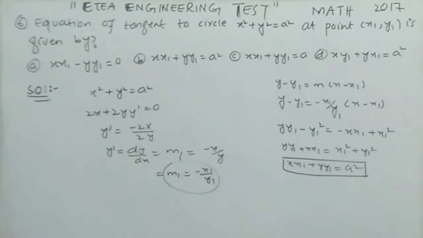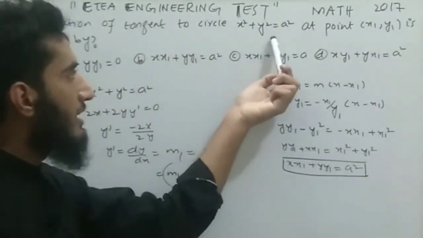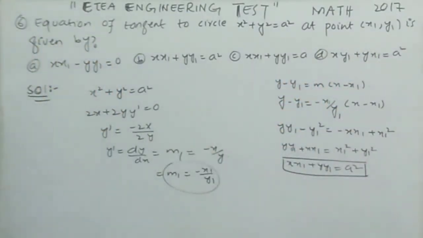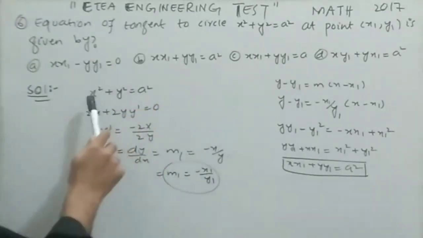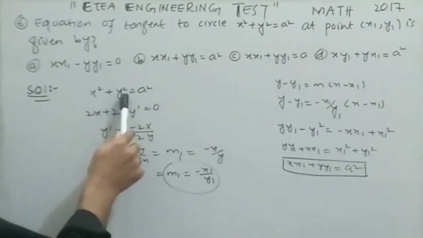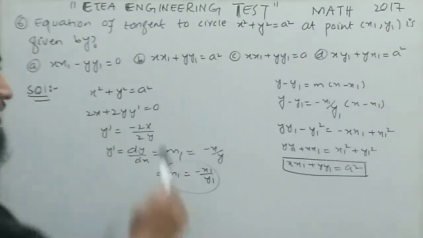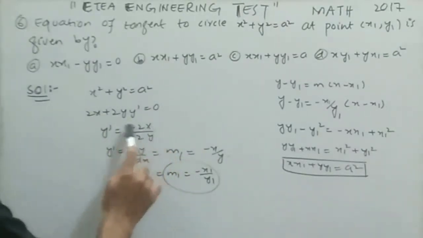Now move toward the next MCQ, MCQ number 6. The equation of the tangent line to the circle x square plus y square is equal to a square at the point x1 y1 is. 4 options are given. Taking the given circle equation x square plus y square is equal to a square, differentiate both sides with respect to x. X square derivative is 2x, y square derivative is 2y, and the derivative of the inner function is y dash, which is actually dy by dx. Derivative of the constant a square is 0. Now shift 2x to the right hand side, it becomes negative 2x, and divide by 2y.